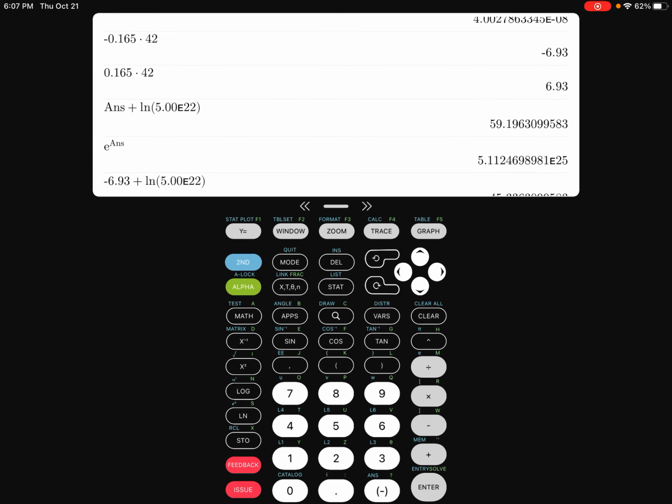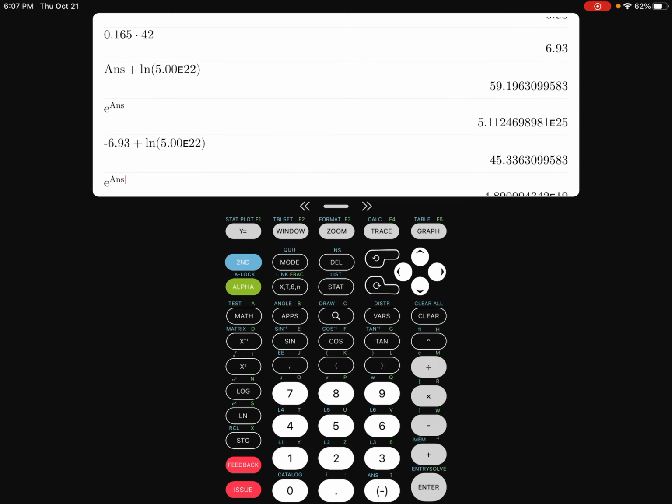All right. So I went ahead and put in the negative 0.165 times 42 and then a positive 0.165 times 42. So I treat it as if on one you're doing it right and on one you forgot the negative, because I want to show you how much of a difference that would make on this problem. So here I'm using the positive number first, and I do the 6.93 plus natural log 5.00 E22, and I get 59.19. And then when I do the inverse natural log of that answer, I get 5.11 E25.